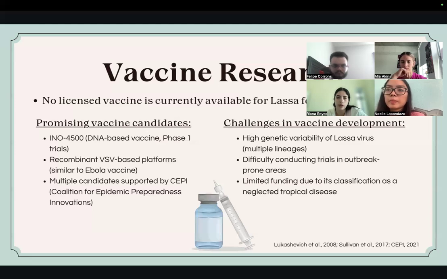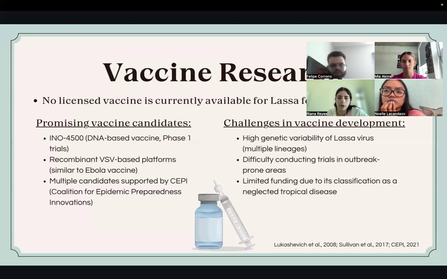Additionally, the Coalition for Epidemic Preparedness Innovations, or CEPI, is providing major funding and support for Lassa vaccine research, which is very necessary. They have partnered with institutions worldwide to test and accelerate potential vaccine candidates. However, it's still important to understand that with the support being provided, vaccine development still takes time. It often takes many years and faces several unique challenges.